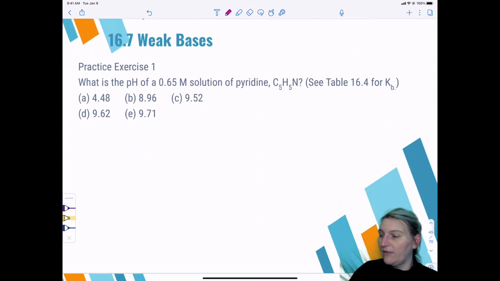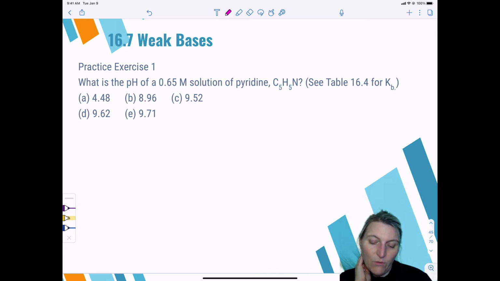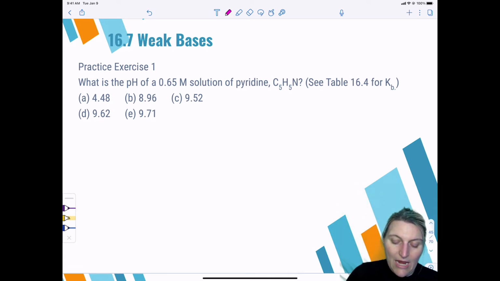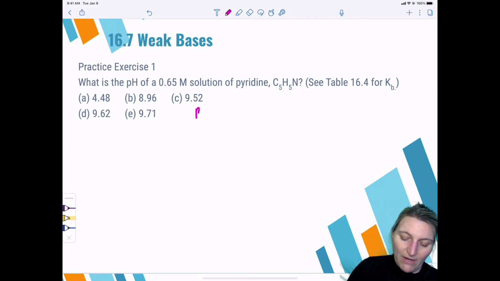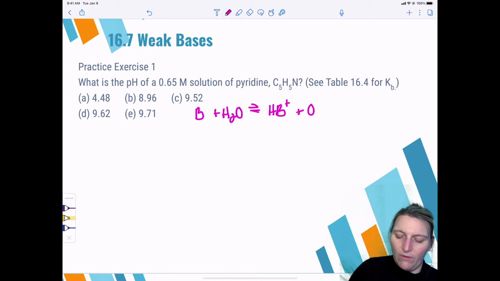Here's another practice problem. What is the pH of a 0.65 molar solution of pyridine? So this is the same type of problem. It is in a multiple choice format, and that's okay. And in this one, like pyridine, that's a lot of numbers. Maybe I'm just going to write base, right? My base plus water reacts with water to make HB plus and OH minus.